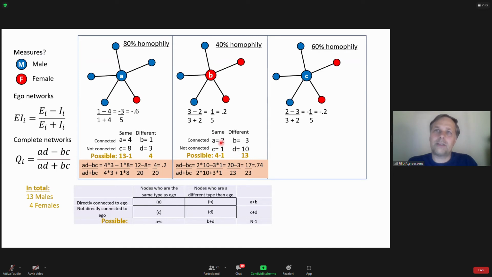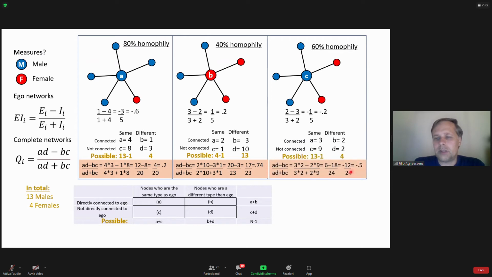These 2 combined, 2 times 10, minus 3 times 1, that's the heterophily part. 20 minus 3 divided by 23, that gives me 0.74. A high tendency towards homophily. Above chance. If I take the last one, there's actually a tendency away from homophily. Why? This is a male. You know that there is 12 other males and 4 females. That's, in principle, that would be 12 plus 4, that's 16.